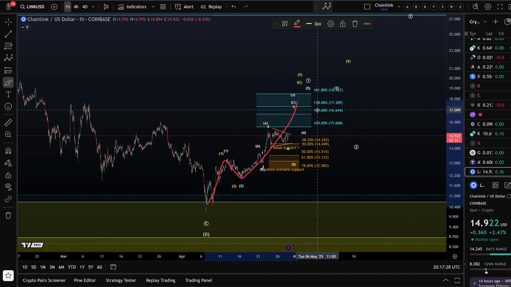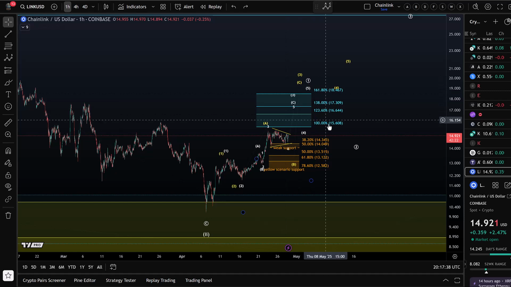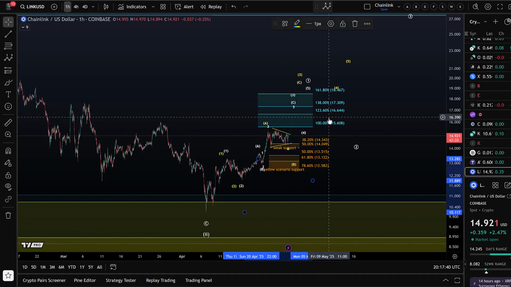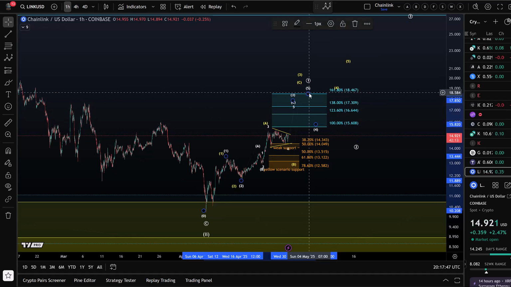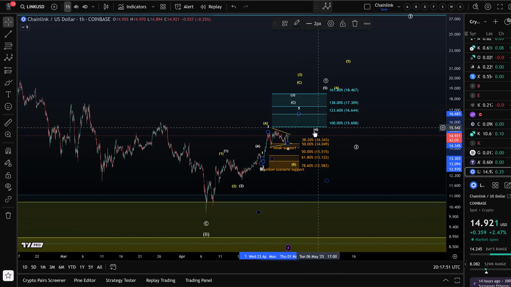The third wave should ideally get to 1664 to 1730. I'm going to zoom in in a minute and we'll take a look at the nano structure. Then we should get a wave 4 and a wave 5, and then we have 5 waves up. Normally what we want is that a third wave reaches the 138% extension. You know that if you follow my videos regularly. It's just part of our model. And then we should get another 4-5 pattern.